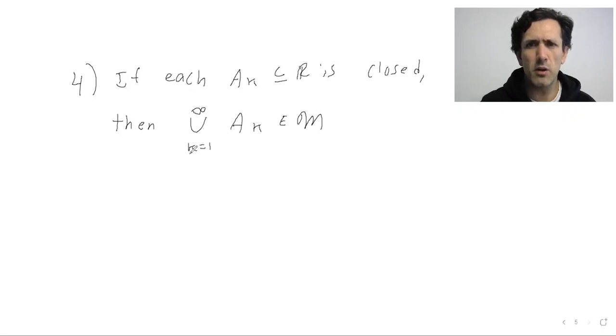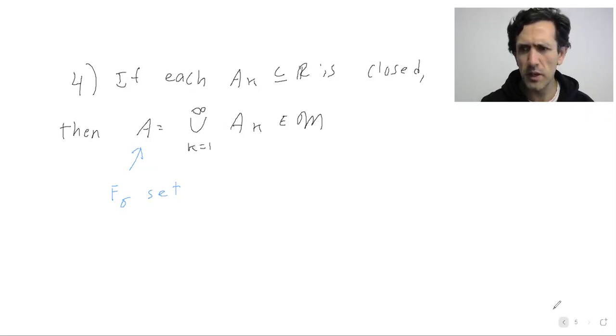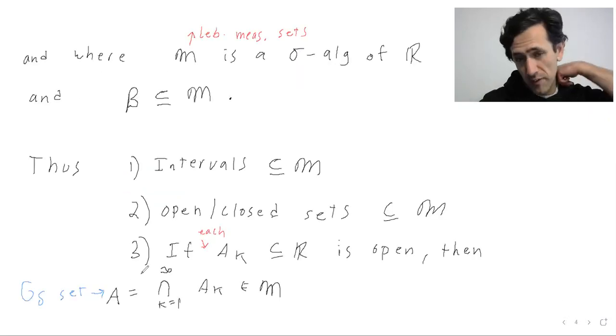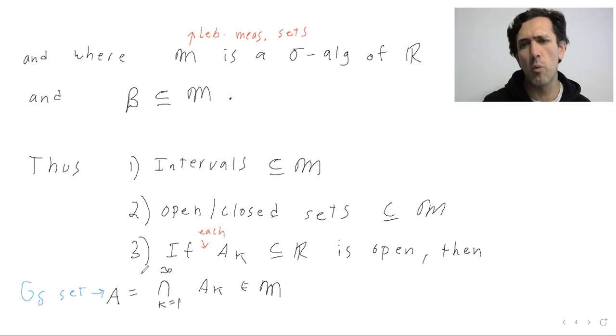So this again is so special that we give it a special name, and we call this an F sigma set. So A is an F sigma set if it is the countable union of closed sets. Okay. A is a G delta set if it's the countable intersection of open sets.